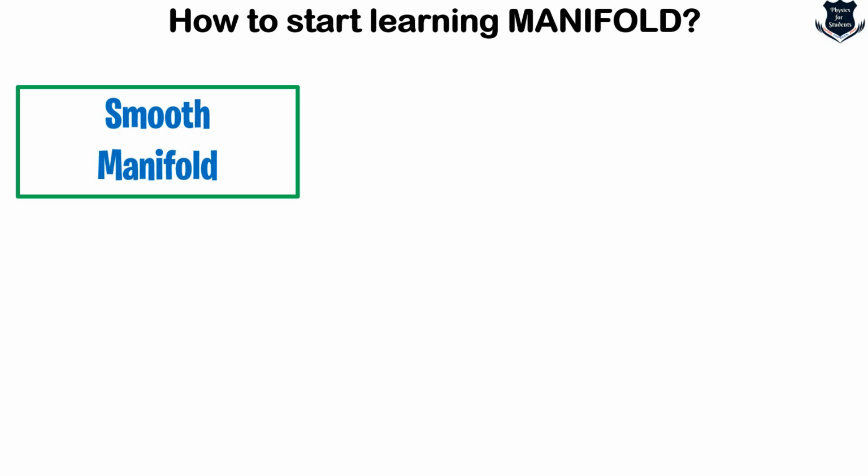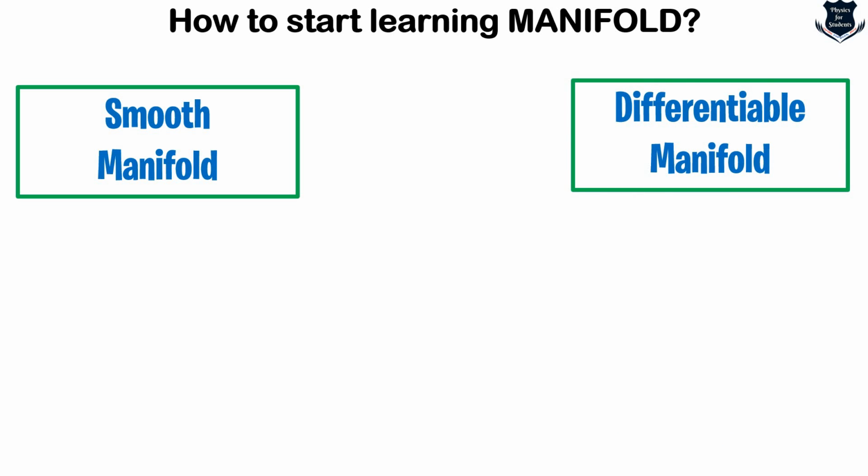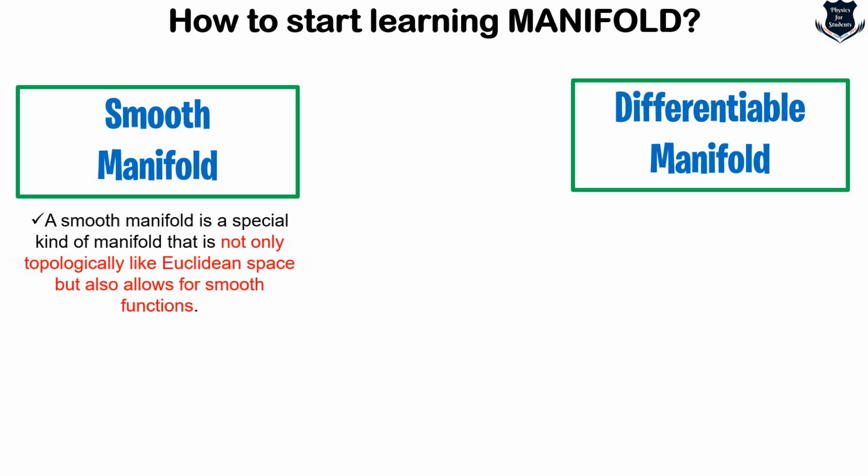Now when we are starting to learn manifolds, we have to be aware of two concepts which most students miss or do not consider important, because manifolds come in two kinds. One is called a smooth manifold and one is called a differential manifold. There are texts, YouTube videos, books and lectures on both, but the question is which one you should start with first.